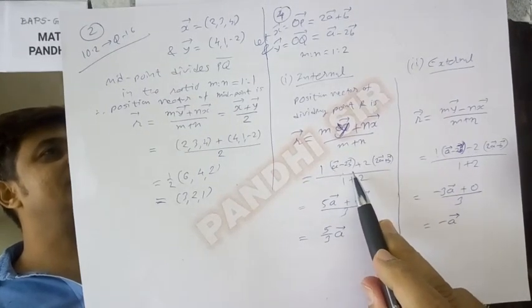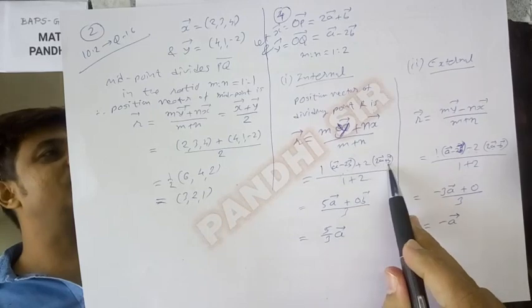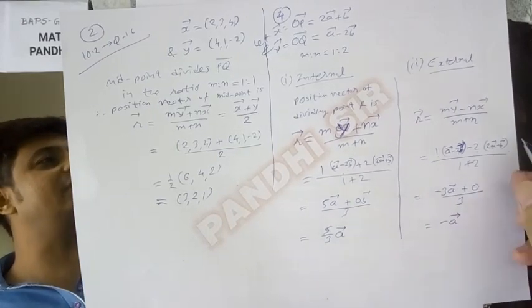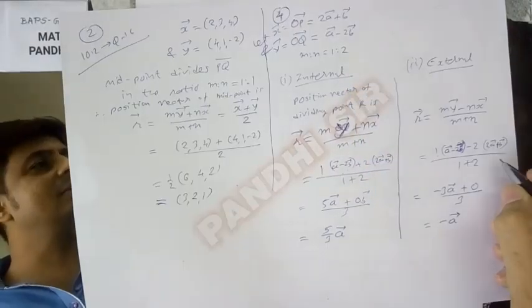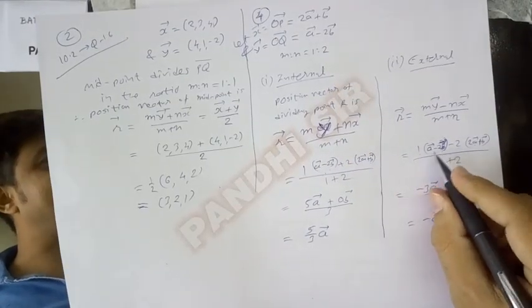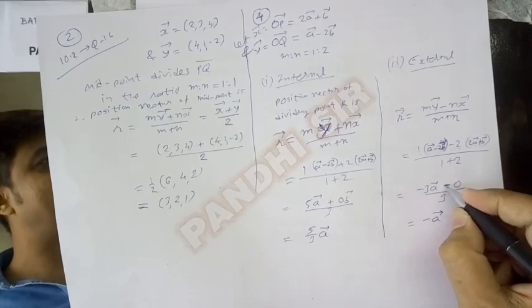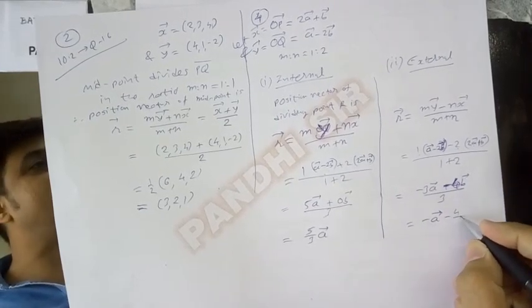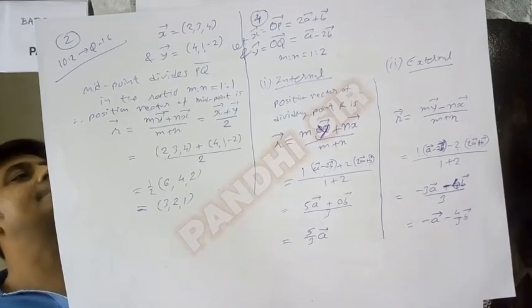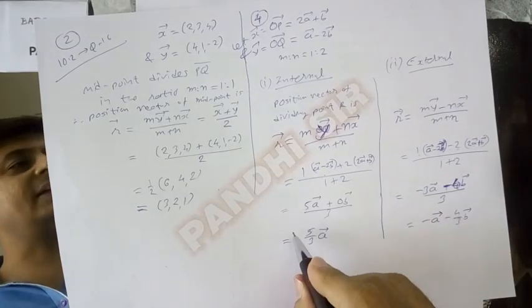Second point, a minus 2b, 2a plus b. It is plus b here, plus b. It's my mistake here. So it is minus 2b minus 2b, it is minus 4b, so it is minus 4 by 3 b. So this is our answer.